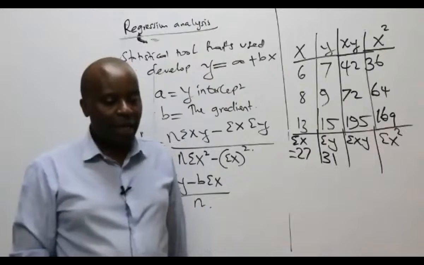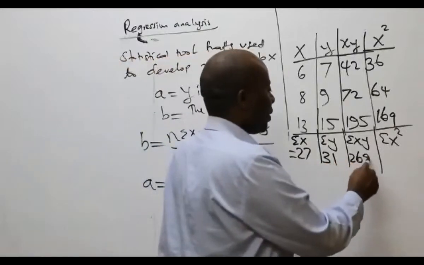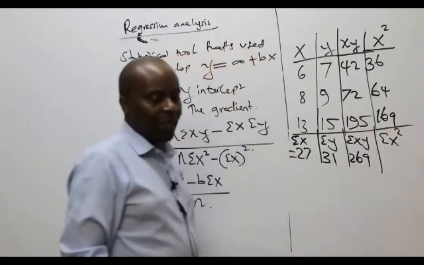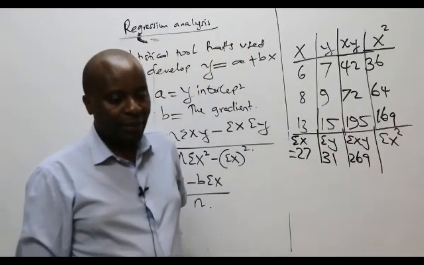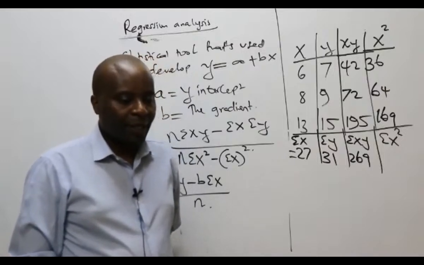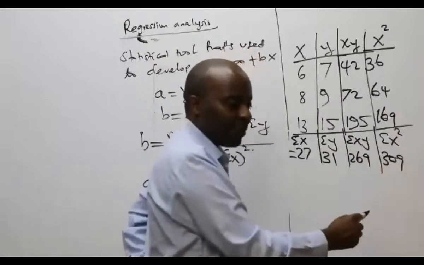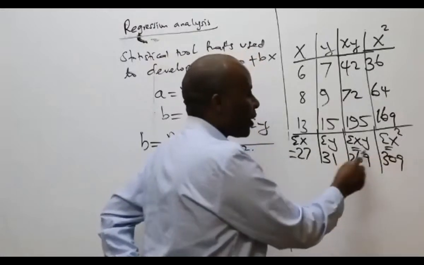How about the third one, summation of xy? Sharon tells me it is 269. Summation of x squared, what do we have under summation of x squared? 309. Thank you very much. So remember that these are summations, summations like that.